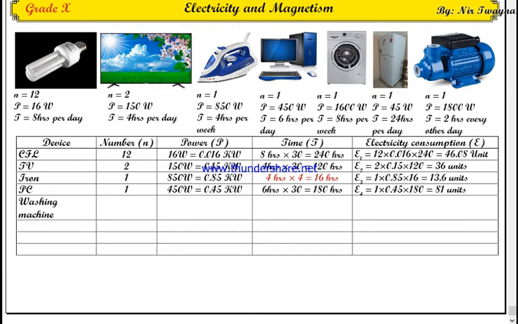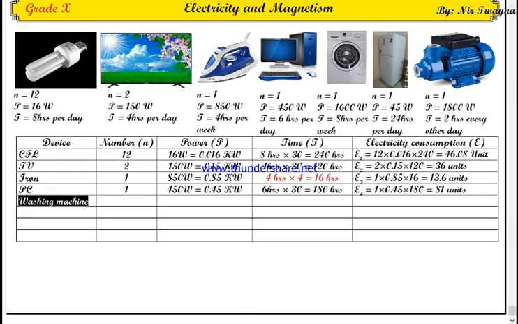Washing machine, I'm going to make it short. Washing machine number 1, power 1600 watt, and if you convert it into kilowatt it will be 1.6 kilowatt. 1600 divided by 1000, 1.6. Time, it's 8 hours per week. Once again, you need to multiply it by 4 because it is not every day, it is per week. So it is operated for 32 hours.